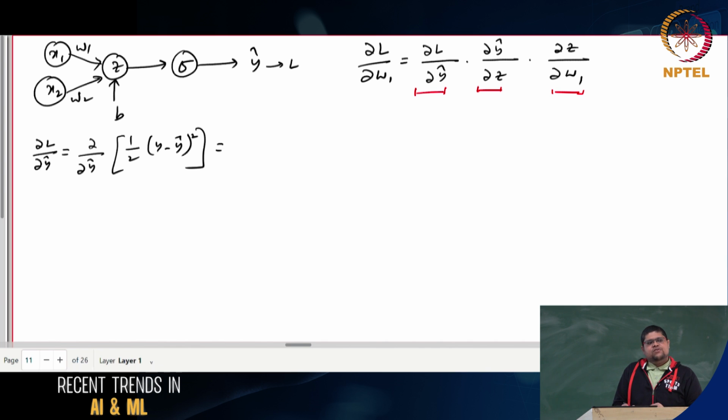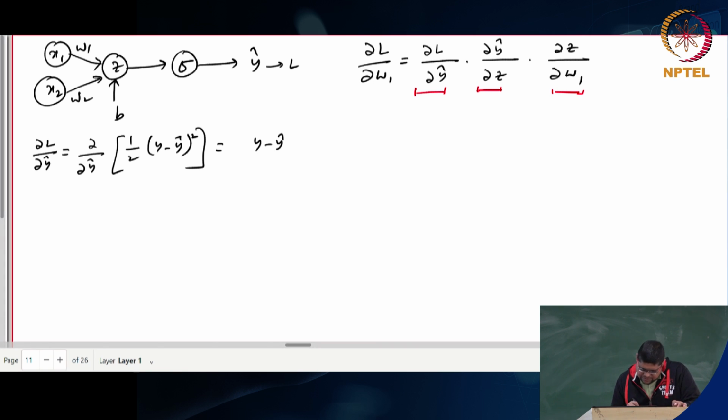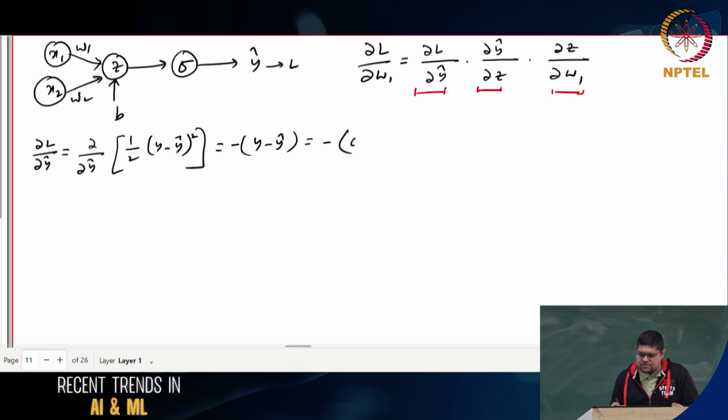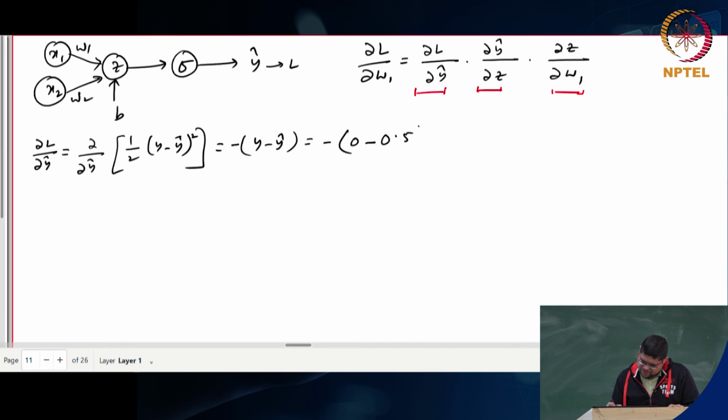So now 2 will cancel out. That's why I have taken 1 by 2, half square error loss. So 2 will cancel out. This y minus y hat, I am differentiating in terms of y hat, so that's why minus 1 will come. So if you put this value, what was our y? 0. What was our y hat? Y hat we just calculated, y hat 0.5. So altogether minus 0.5. Clear? Any doubt?